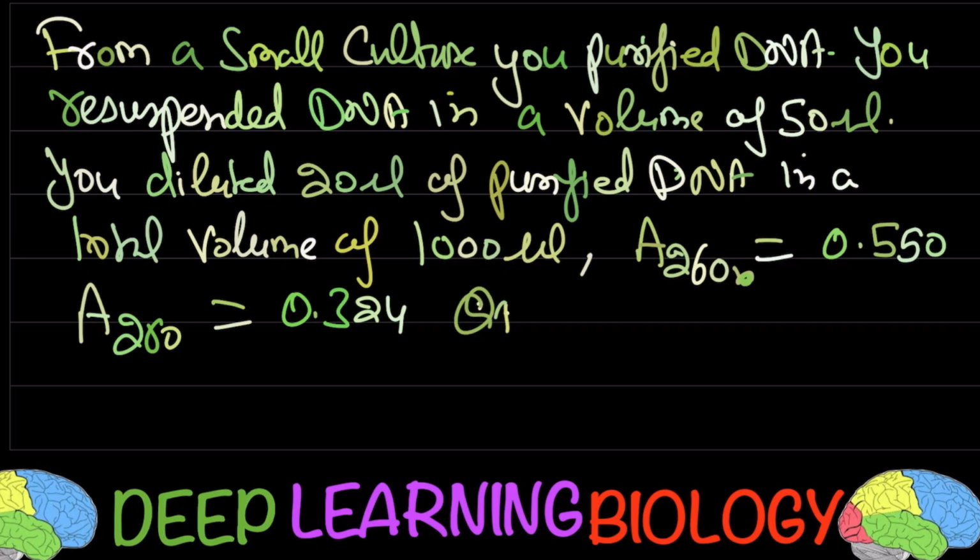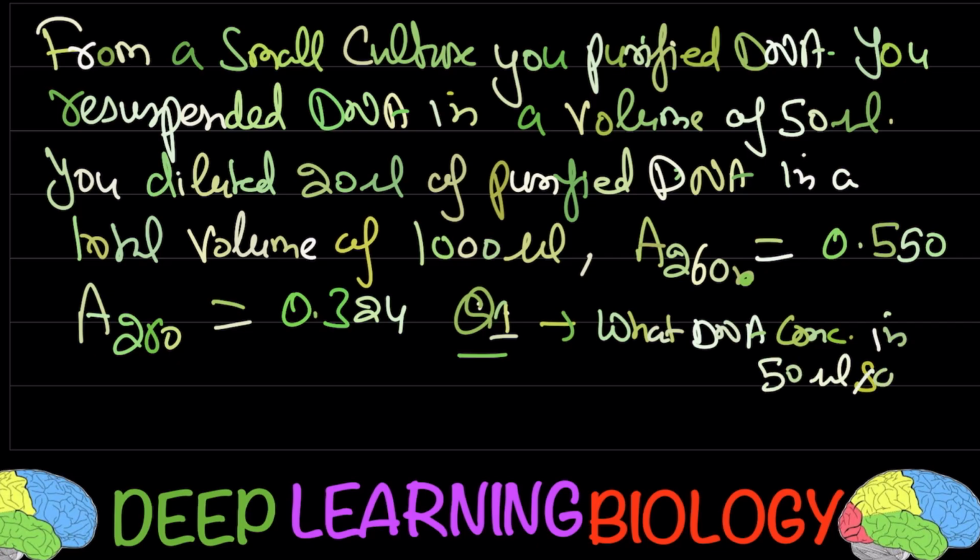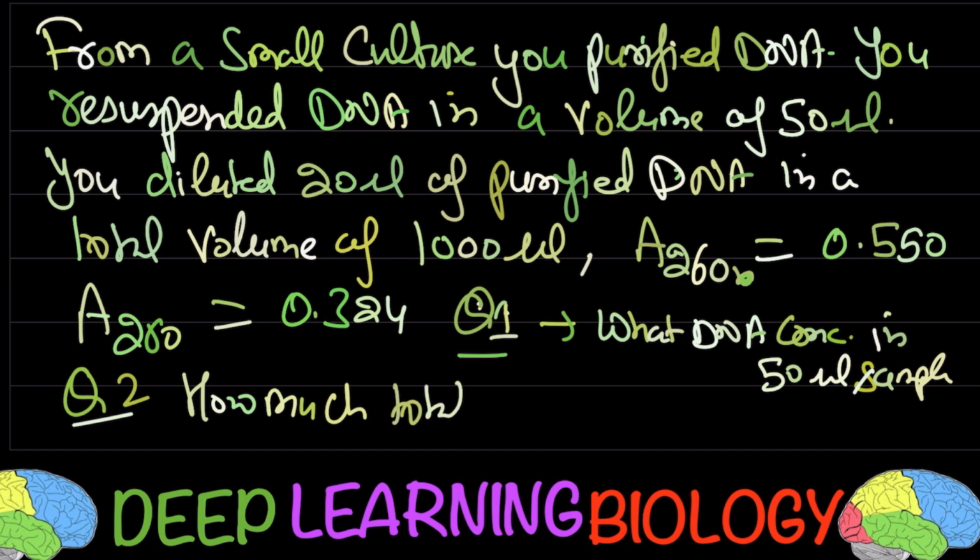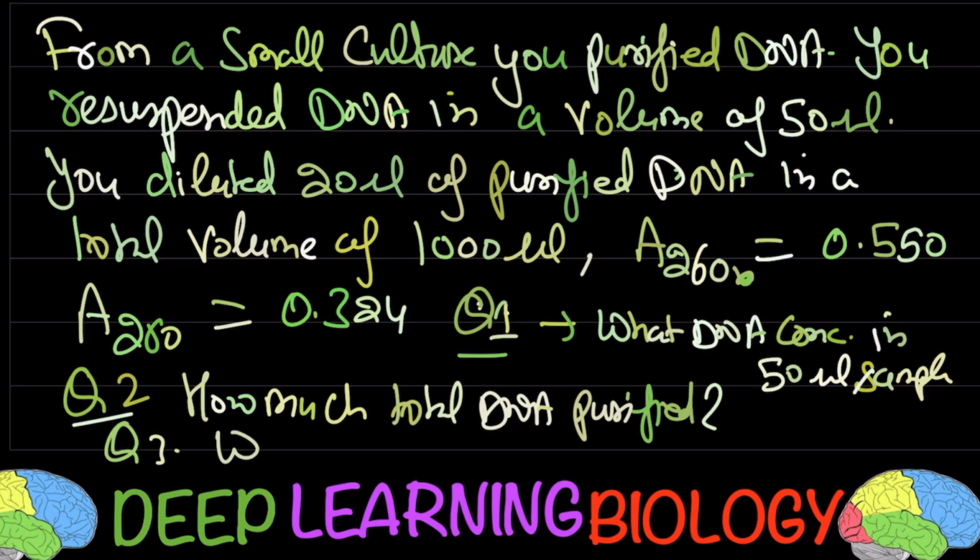Now calculate. Question 1: what is the DNA concentration in the 50 microliter sample? Question 2: how much total DNA was purified? And question 3: what is the purity of DNA?